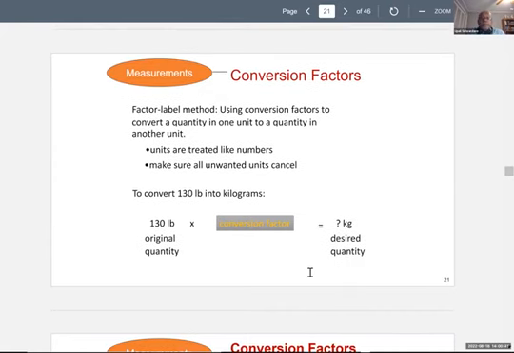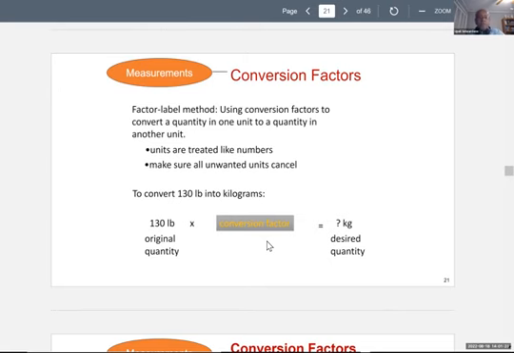Now you need to convert 130 pounds into kilograms using factor label method. Units are treated like numbers. Make sure all unwanted units cancel out. The pounds should be cancelled out with the units in the conversion factor. So what conversion factor did we say we use for this conversion? 1 kilogram divided by 2.21 pounds.